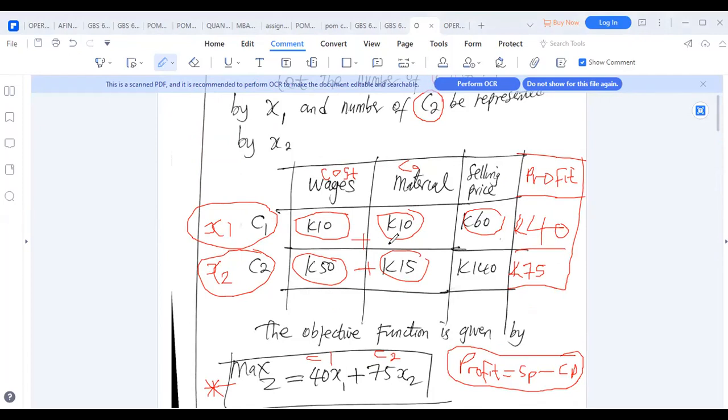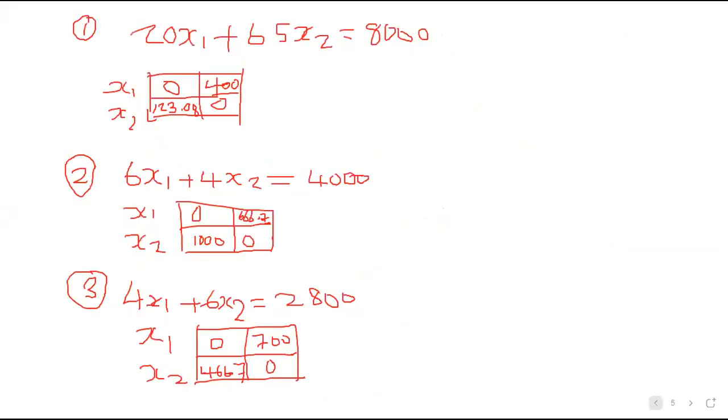So this is the reason why the total cost for C1, wages and material, was 20 kwacha per unit, and for C2, it was 65 kwacha per unit. So that's why we had the constraint. For constraint 1, that's how it was 20 for C1, and then the other one was for C2, the total cost, which were being paid using the 8,000. That's why this is constraint 1.